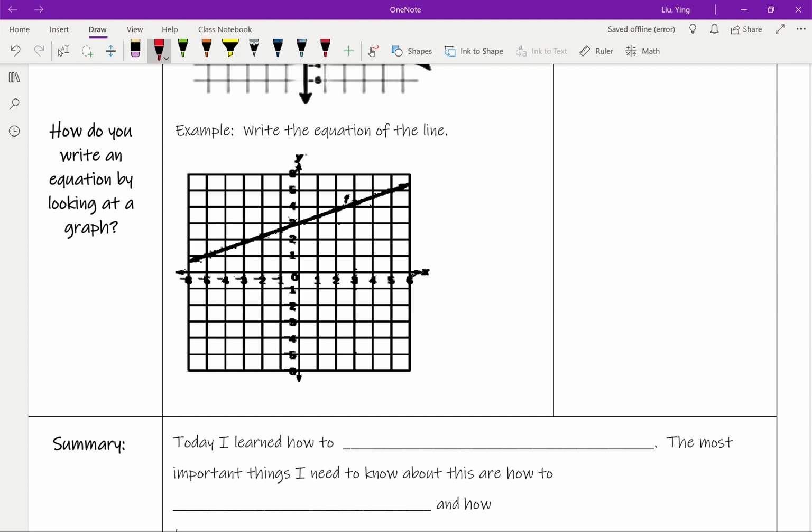How do you write an equation by looking at a graph? So to put together a linear equation or a function, you would just put the information you have and write y equals mx plus b, which means you need to know the slope and the y-intercept. The y-intercept is easy to find. It's just visually where the line crosses the y-axis. So in this case, we already know that it's going to be 3.